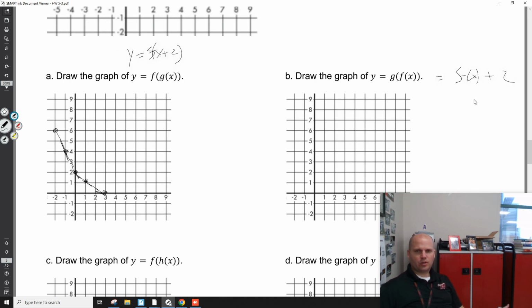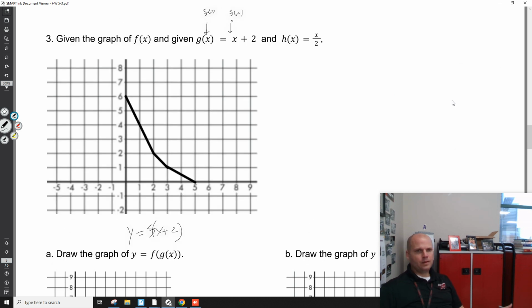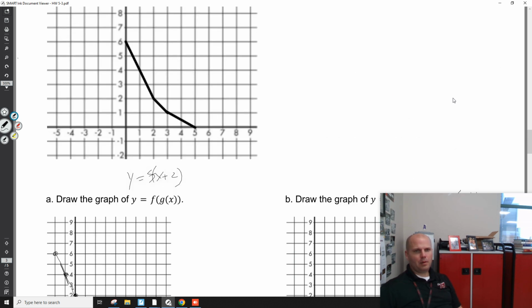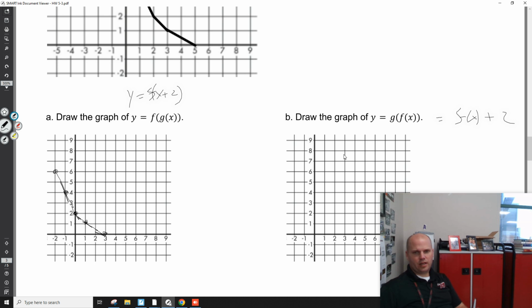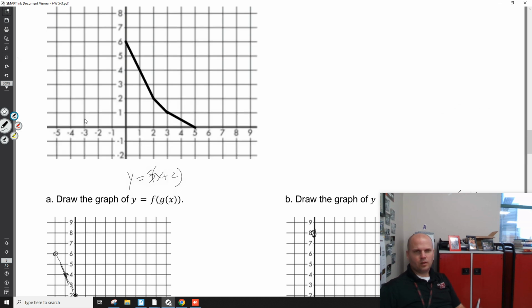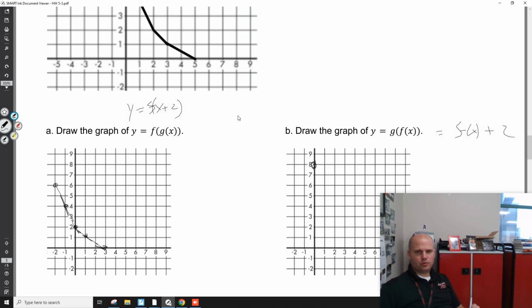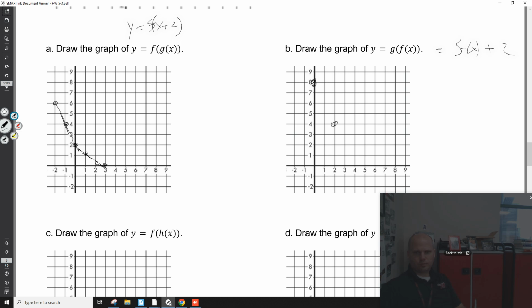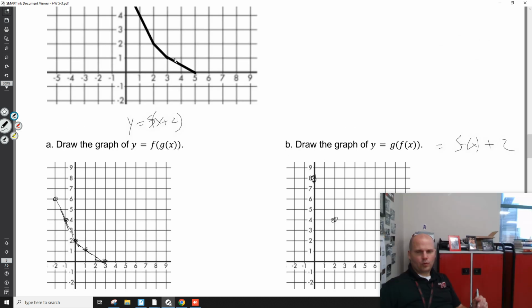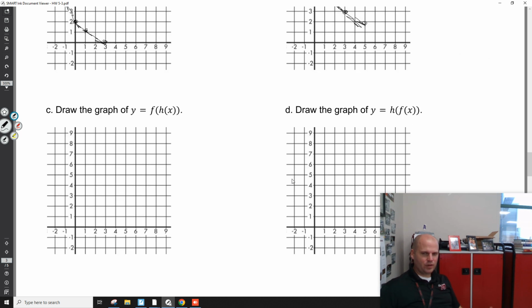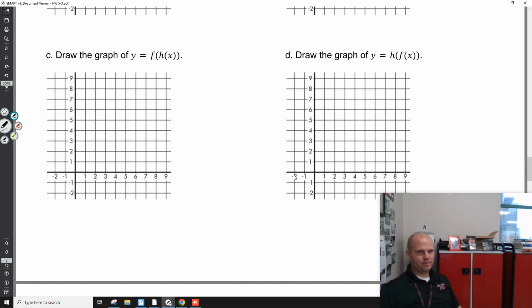But what does this do? It shifts the y's up 2. So eyeball it. We got 0, 6, 0, 8. We got 2, 2, 2, 4. 3, 1, 3, 3. 5, 0, 5, 2. These are fun. These are good questions. And this really is tying nicely with the previous lessons, surprisingly.